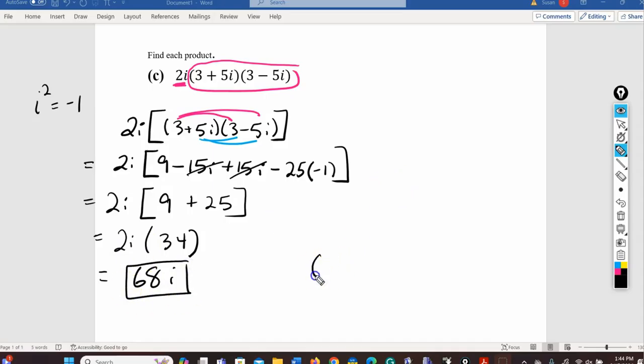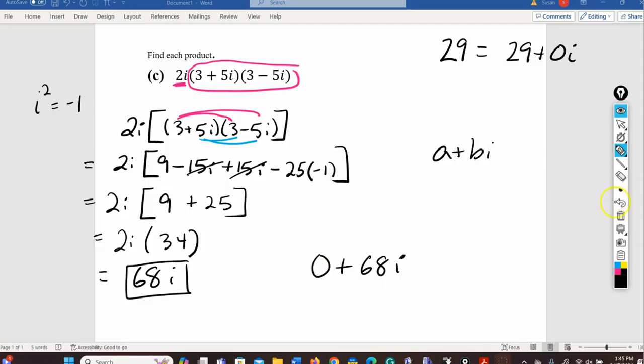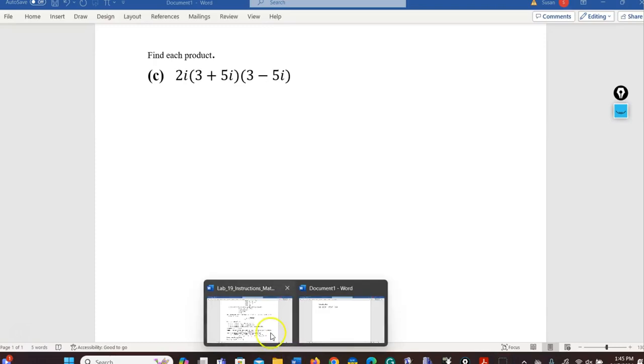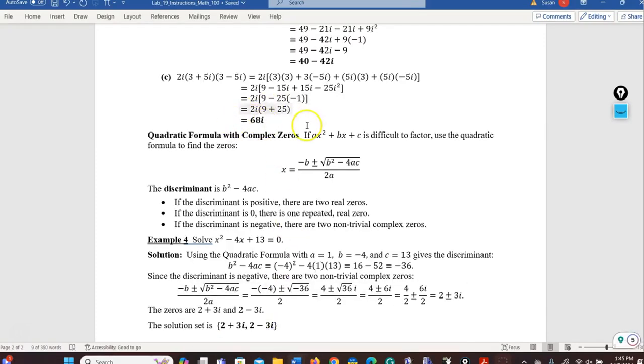Now, in proper standard form, the real part of that is 0, and the imaginary part of that is 68. Notice if you have a real number, you can write that as a complex number. And if we have an imaginary number by itself, I can write that as a complex number as well to get it into that standard form, a plus b times i. All right, so I got 68i for that one. Let's go and see, there we are, 68i.